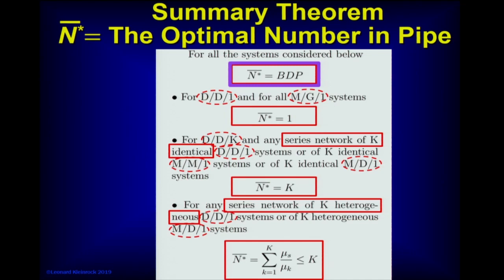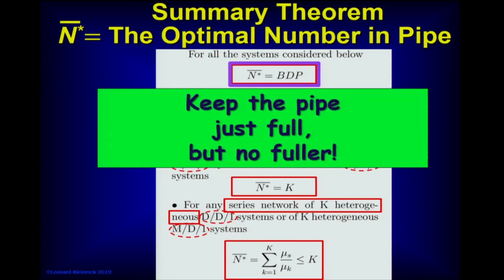I showed you that before. Basically, you're seeing the average number is less than or equal to K. And the whole point for all of these is always equal to the bandwidth delay product, and it's a small number. It's typically less than or equal to the number of servers that you have in the system. So that's all I wanted to say. It gives you a lot of insight into all of this. Keep the pipe just full and no further. Thank you very much.